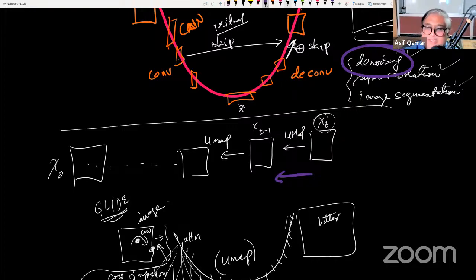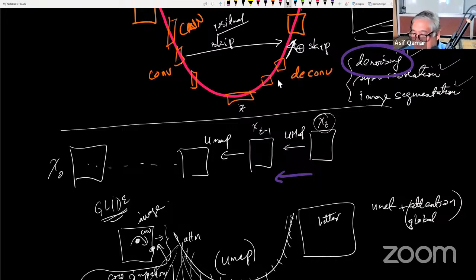So you need a new architecture, UNet plus attention, and again, I've glossed over some of the technical details because we'll cover it later in the summer course. It actually uses global attention, and the global attention is a cross attention between the image and the word tokens. Right? Which is why I drew this.